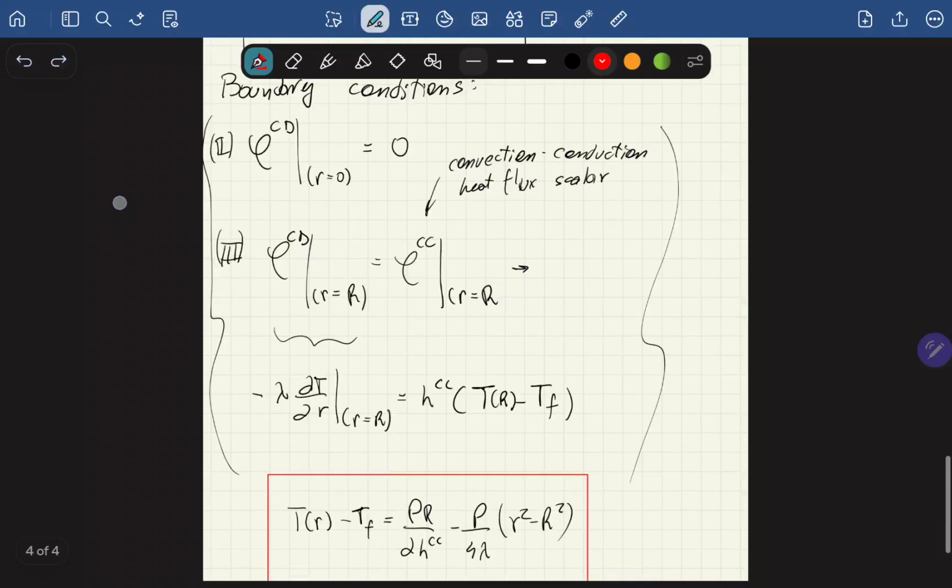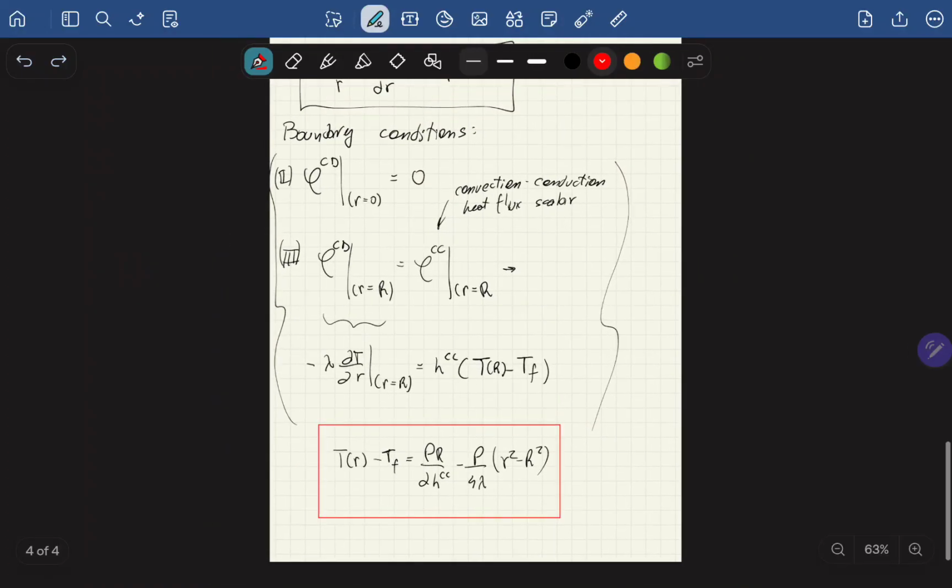And then with that formulation, we just applied the boundary conditions and substituted into our energy balance, and we found the temperature field on the rod, on any point of the rod.